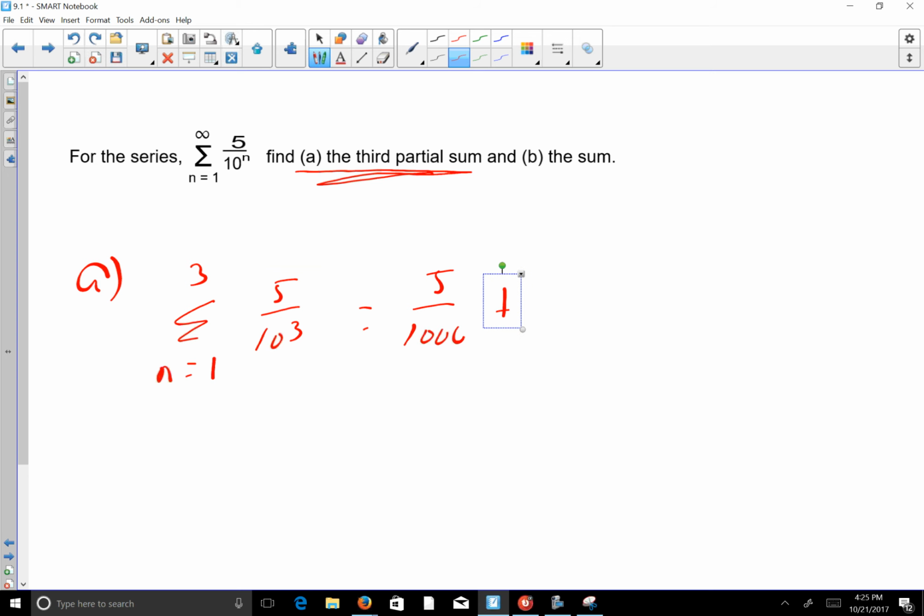plus, oh, nope, I did that wrong. That's my third term. So sorry. So let me go backwards. I'm going to erase that, pretend like that never happened.